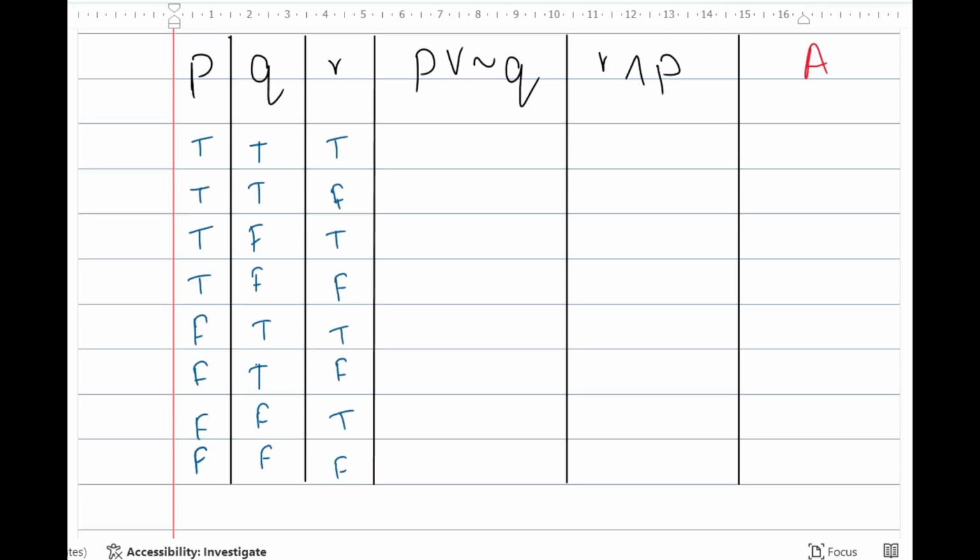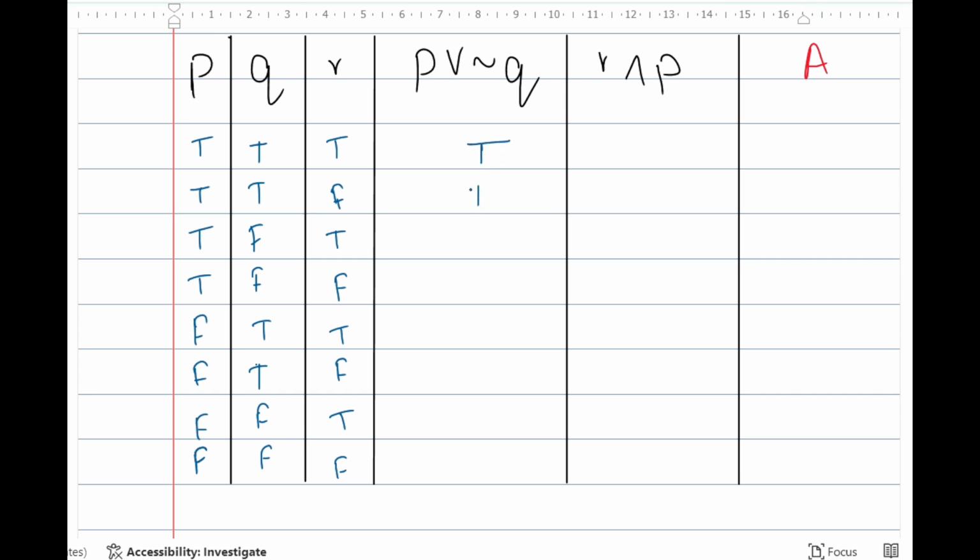Again, this is also an 8 row sub-question, but we are going to do it very quickly because we all know the basics by now. So first we go to P to Q. Sorry, it's P and negation of Q. P or, sorry, this is or. So you have P or negation of Q. So T or F is T.